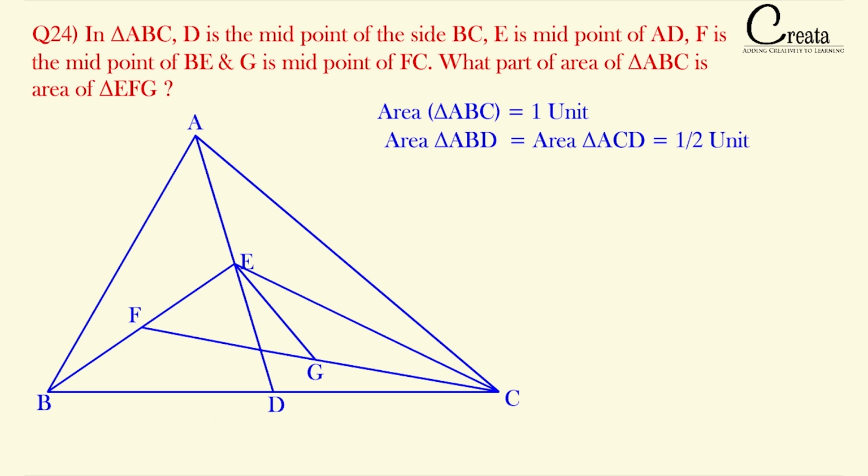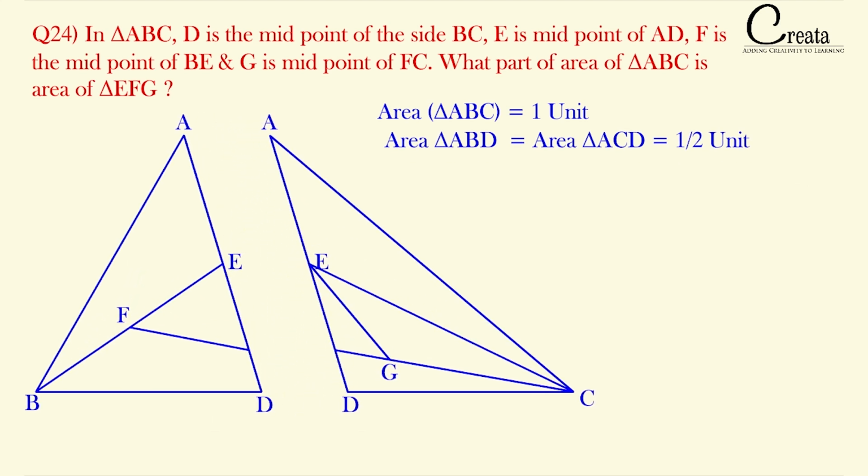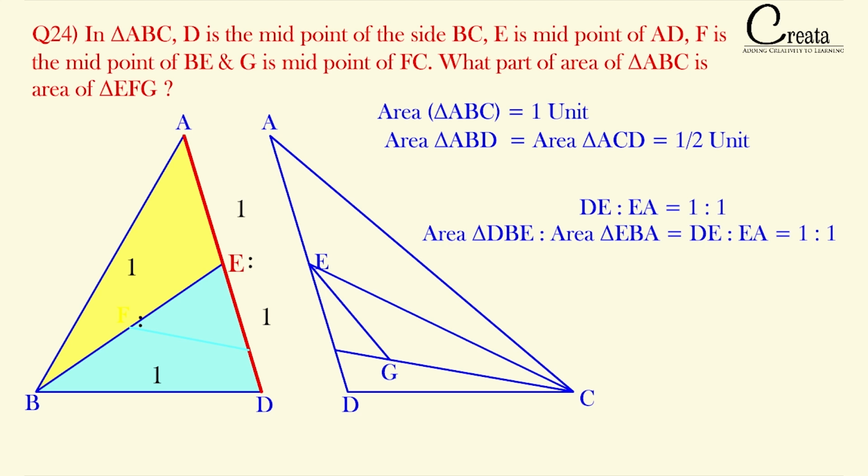Moving further, if we divide this figure into two parts, are you able to observe the triangle ABD? This triangle ABD is composed of two triangles, the triangle DBE and triangle EBA. Here E is the midpoint of the side AD, so the same fundamental will be applicable. If E is the midpoint of AD, can we say DE is to EA is 1:1? So the same fundamental will be applicable. That is, ratio of area of triangle DBE is to area of triangle EBA is equal to DE is to EA. That will be 1:1. Means area of both of these triangles will be equal to each other.